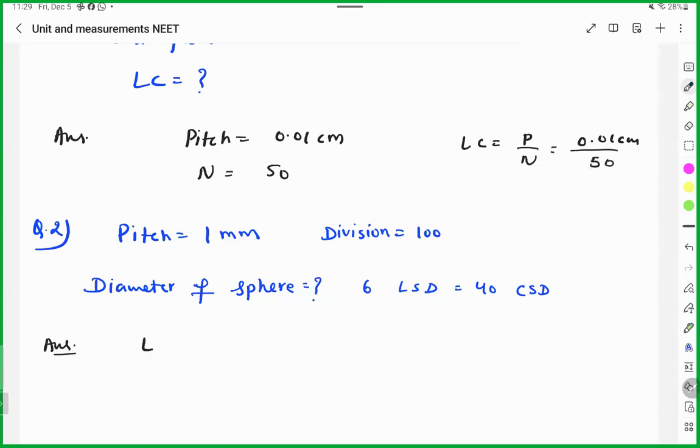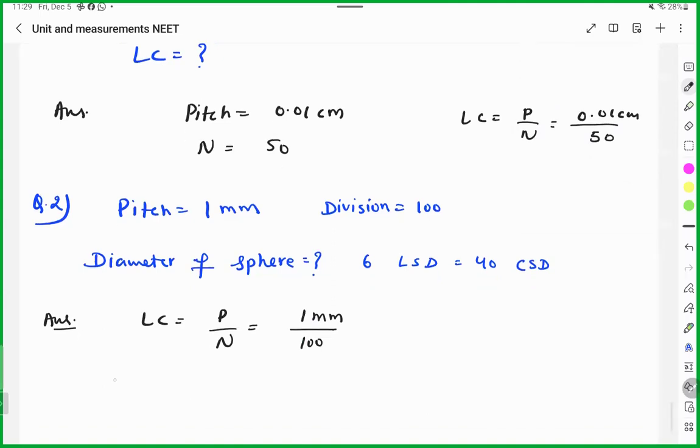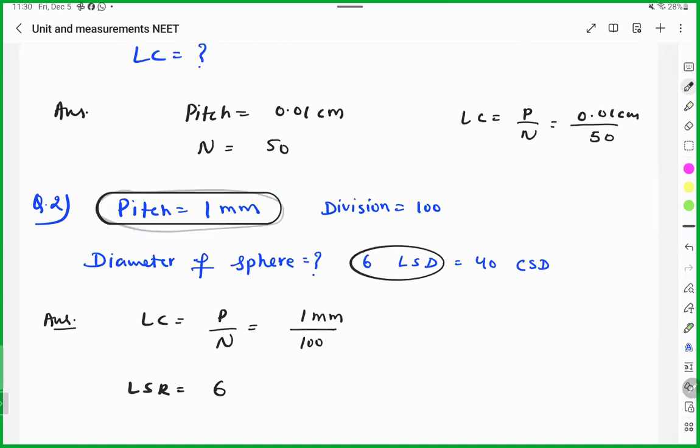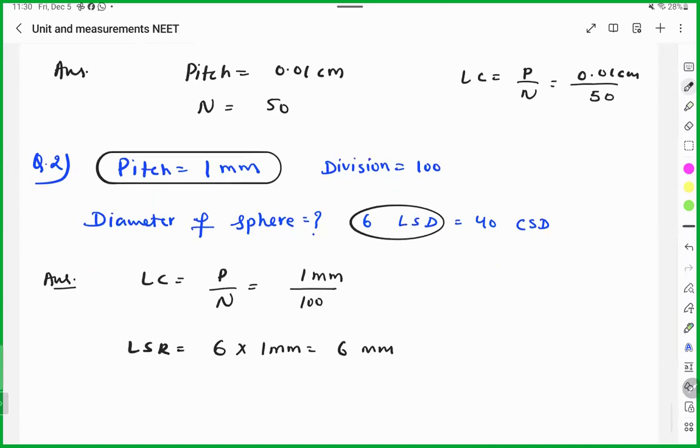So how to calculate? First calculate least count. Least count is pitch by the number of divisions. What is the pitch? 1 millimeter. What is the number of divisions? 100. Done. What is the linear scale reading? There are 6 linear scale divisions, and what is the length of every division? 1 millimeter. So 6 multiplied by 1 millimeter means 6 millimeter. This is the linear scale reading.